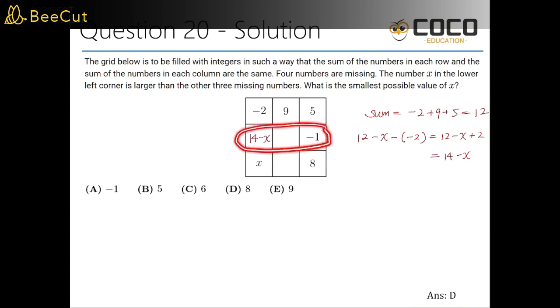Okay, the middle row sum is 12 also. So 12 minus the other two numbers, 14 minus x, minus -1. Right. When you open the bracket, everything changes to the opposite sign. So minus 14 plus x plus 1. 12 plus 1 is 13. 13 minus 14 plus x. So there's x minus 1.